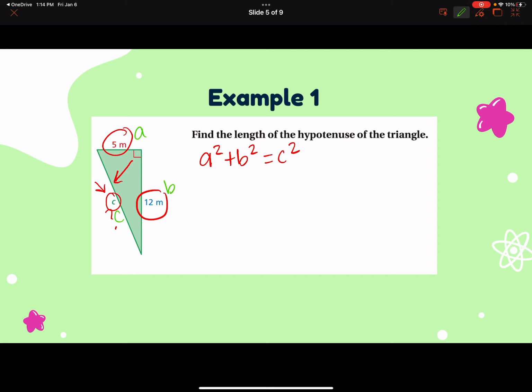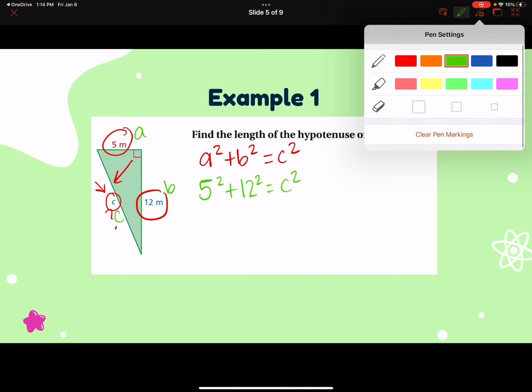Because what I'm going to do is plug these in for a and b and add them together. So if I did them in the other order, 12 squared plus 5 squared, I'd get the same thing. So all I did was put those numbers where they go. 5 in place of a, 12 in place of b, and then c is what I don't know. That's what I'm going to solve for. So I'm going to go ahead and use my calculator. You can also use your note card that we made.